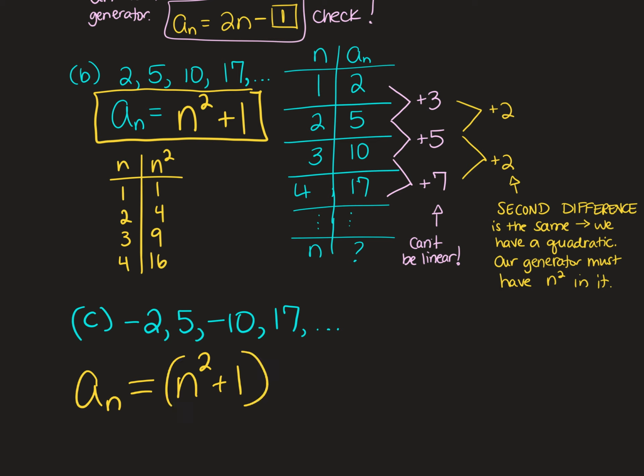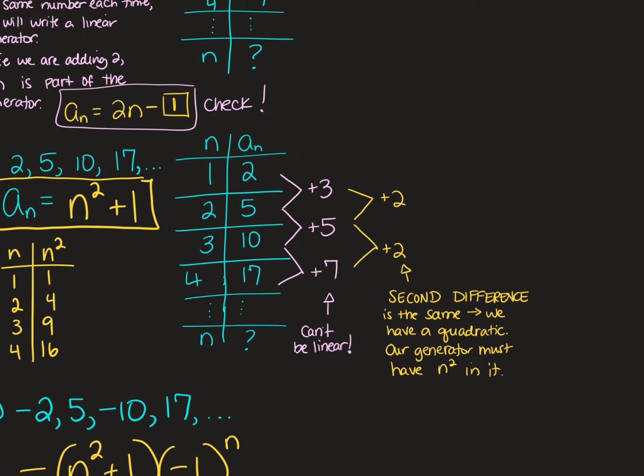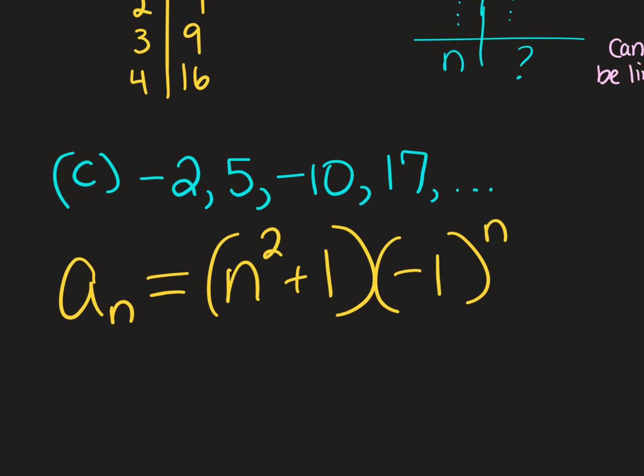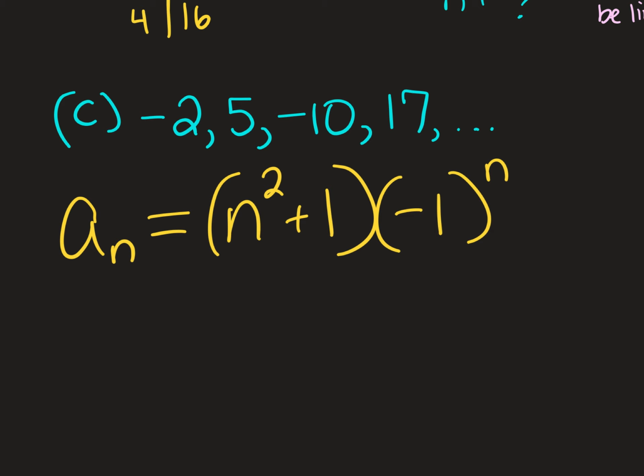That means if I just multiply this by -1 to the nth power, remember what we talked about, -1 to the nth power, when n is odd, you get a -1. So I'm saying when n is odd, I'm going to multiply whatever my output for this was by -1. When n is even, I'm going to multiply whatever this output is by +1. Hence giving me negative terms for my odd terms, positive terms for my even terms.